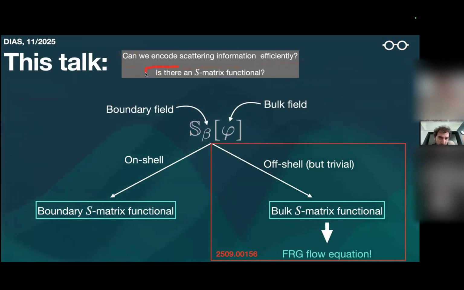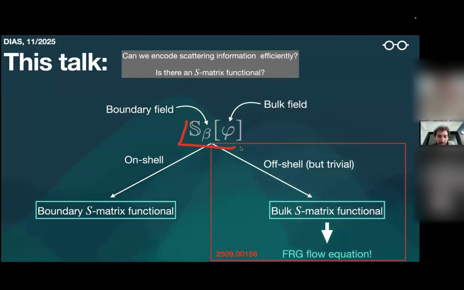Or framed a bit more sharply, is there an S-matrix functional? In most of my talk today, I'm going to tell you that yes, there are S-matrix functionals. And in particular, the protagonist of today will be a functional S that I've denoted here. So let me explain the notation.